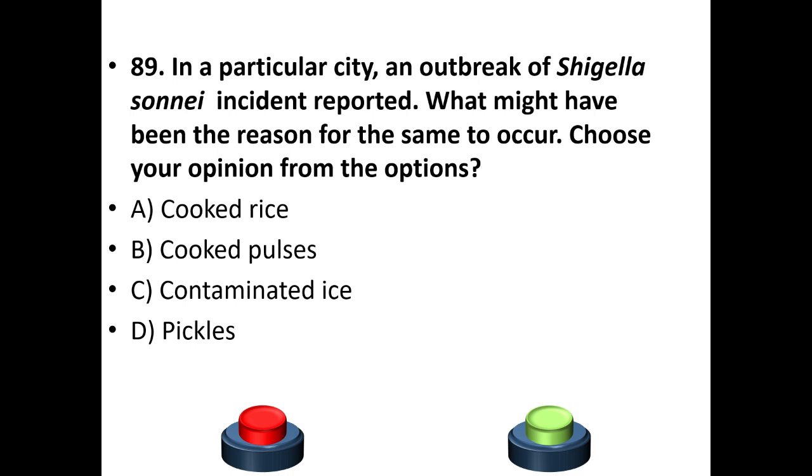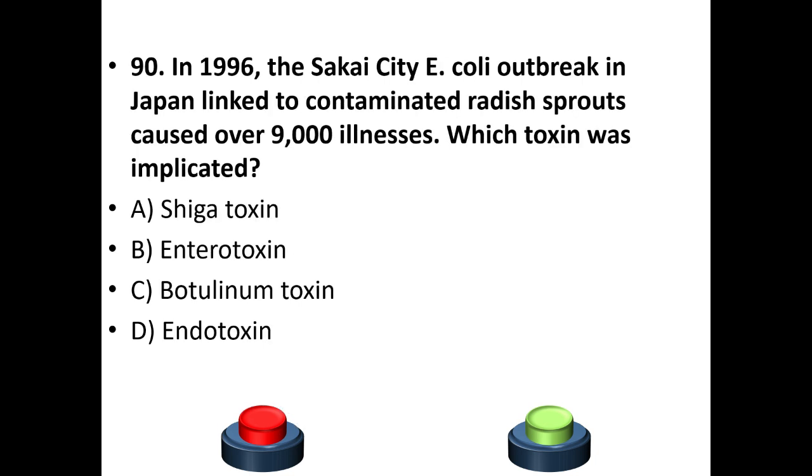89. In a particular city, an outbreak of Shigella sonnei was reported. What might have been the reason for the same to occur? Choose your opinion from the options. Cooked rice, cooked pulses, contaminated ice, pickles. Your answer is option C. Contaminated ice.